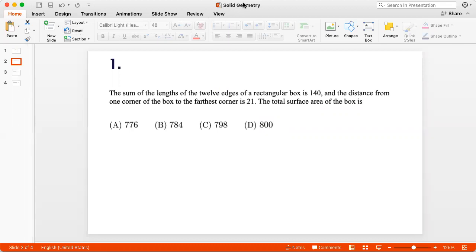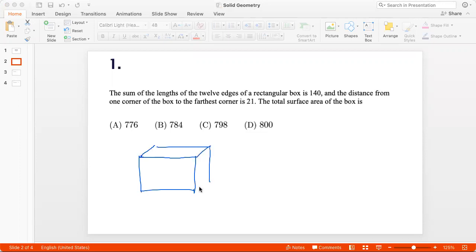The sum of the lengths of the 12 edges of a rectangular box is 140, and the distance from one corner of the box to the farthest corner is 21. The total surface area of the box is. So if you draw a rectangular box, then let's say this is the length, this is the breadth, and this is the height.